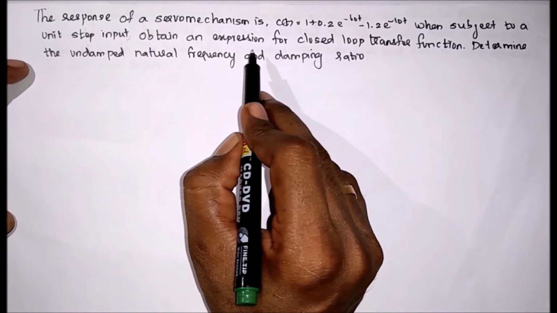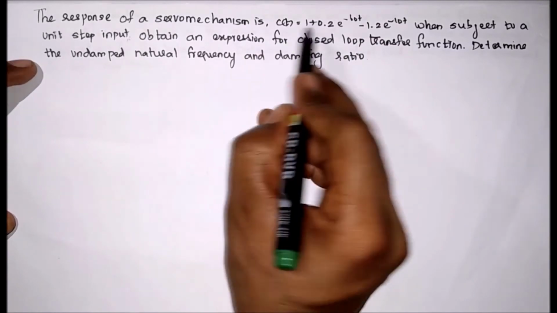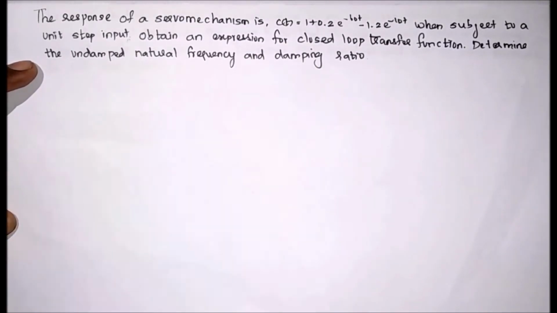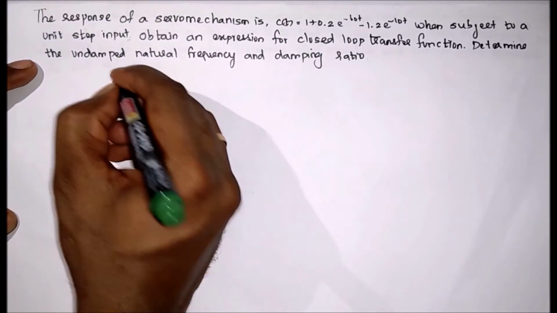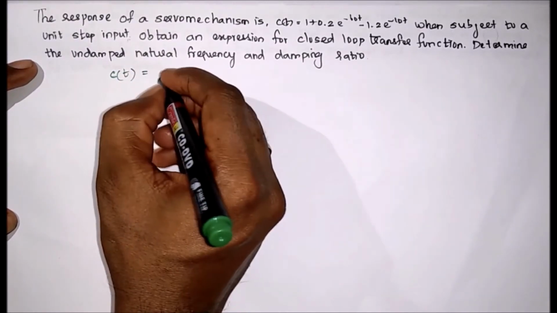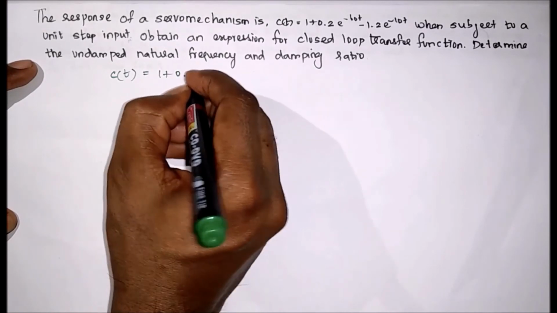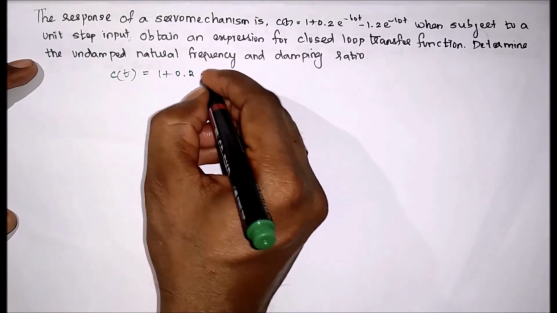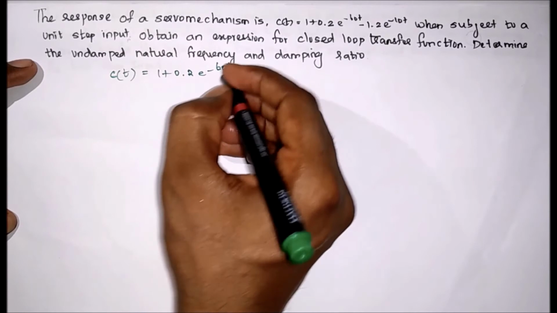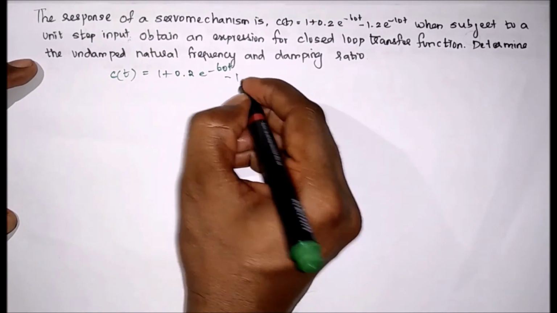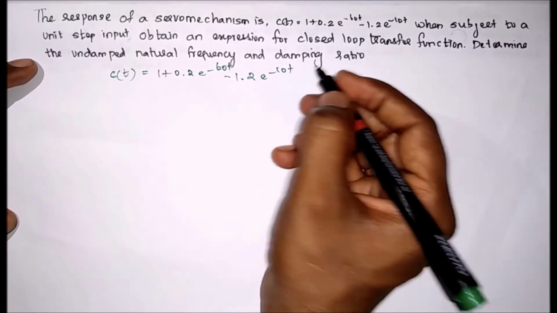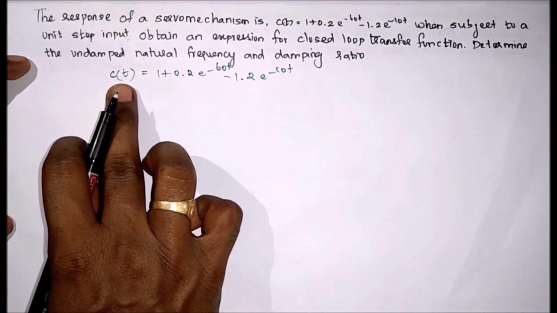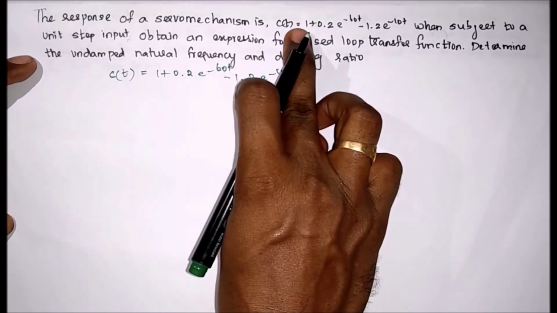This is the given problem. They have given the response, which means the output in terms of time. So, C of t equal to 1 plus 0.2 e power minus 60t minus 1.2 e power minus 10t. This is the given response or output in the time domain.